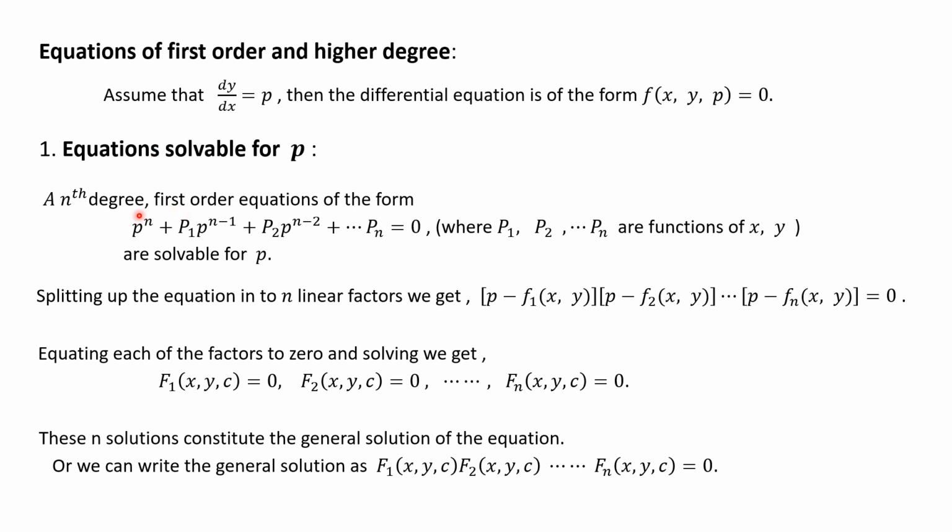So whenever we find an equation of second degree or third degree, quadratic or cubic equation in terms of p, the method is simple. So we have to first factorize it, find the factors, equate each factor to 0 and solve. We will get solutions of each factor. So finally the general solution is nothing but the product of these solutions equal to 0. So let me now take problems on this equation solvable for p.